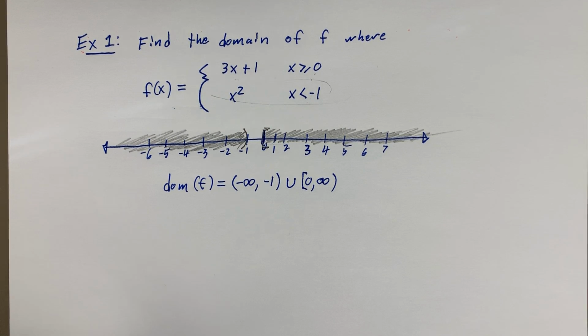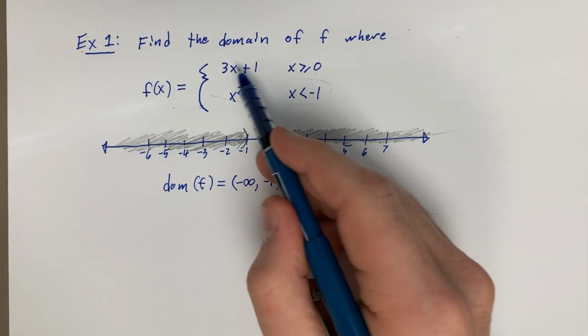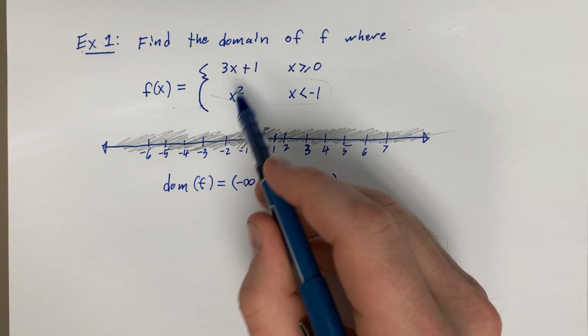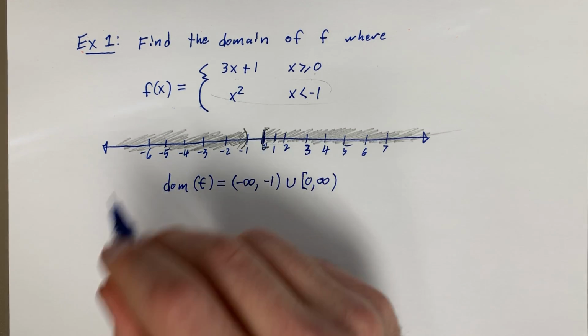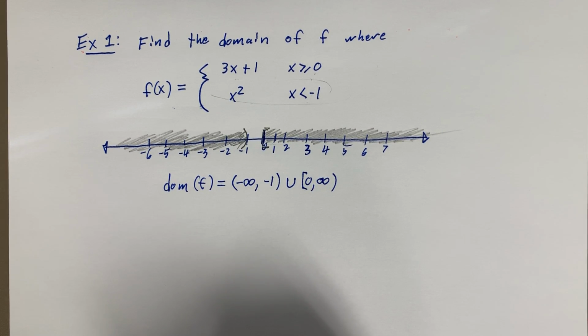In the next several examples, we're going to look at cases where this might have division by 0, or this might have square roots of negative numbers. So we will actually have to erase parts of our shaded regions in order to find the domain.